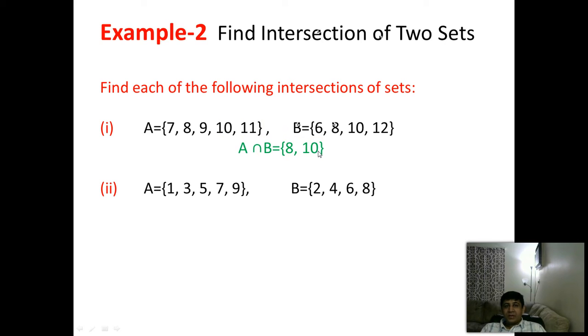Done. Second example is, suppose this is our set A, this is our set B. Find A intersection B again. This time nothing is common. You see that 1 is not in there, 3 is not in there, 5 is not in there, 7 is not in there, 9 is not in there, so nothing is common. A intersection B is just an empty set.